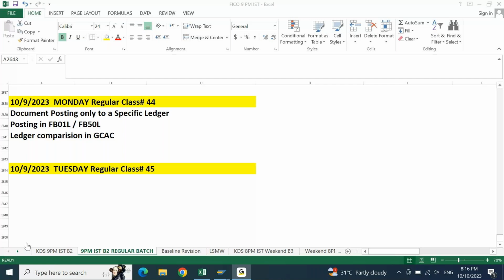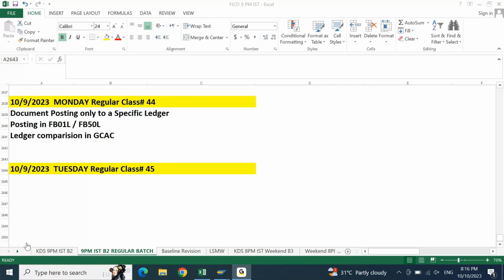Ajay, how to reverse an entry for a specific ledger, that I did not see. Normal way only, FB08, no change. Only for posting you have FB01L, FB50L. For reversal it is the same way. Wherever it is posted, from everywhere it will get reversed. Reversal there is no change, same way. No, but Ajay, in FB08 there is no ledger mentioned there.